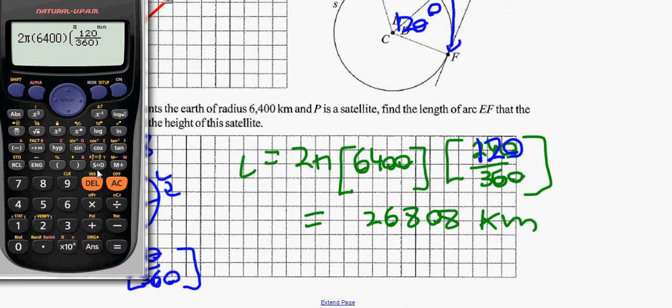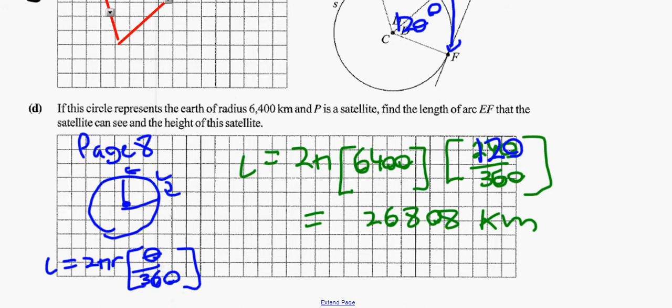And just make sure that the brackets are in proper alignment. And there you go. That's in terms of pi, and that's in terms of decimals. So it's going to be 13,404. So just change that here. So it's actually going to be 13,404 as the answer.